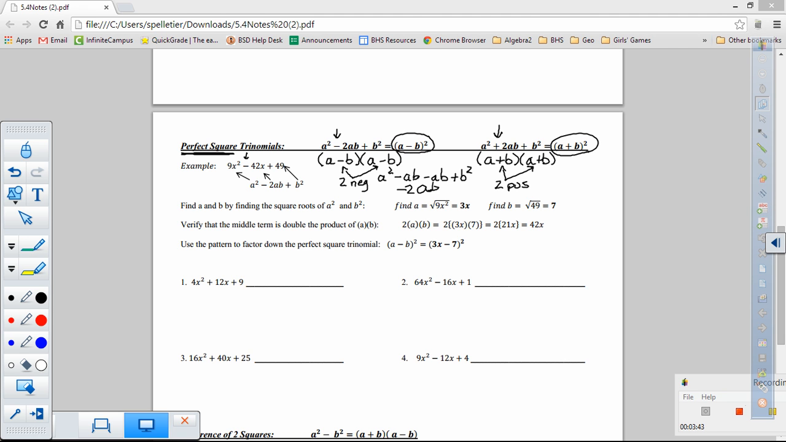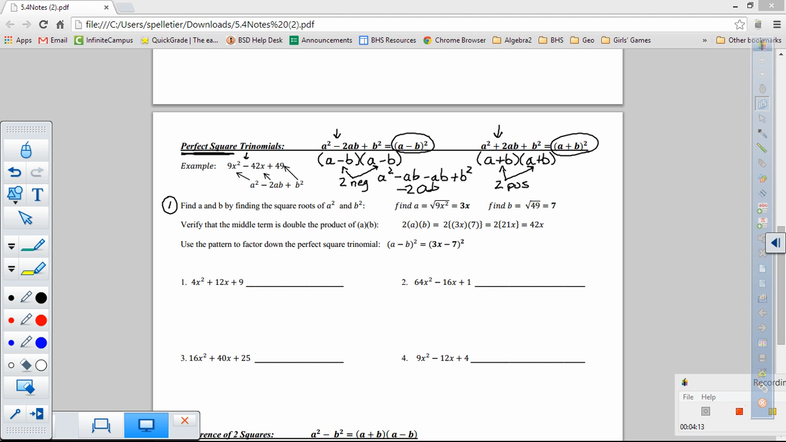And then the other thing is that the middle term is supposed to be 2 times what I would get if I multiplied a times b. That doesn't mean 9 times 49. That means what they were before they were squared. So step number 1 is to find what a and b were by finding their square roots. So you have to find a by taking that first term, 9x squared, and finding out what did you multiply by itself to give you 9x squared.